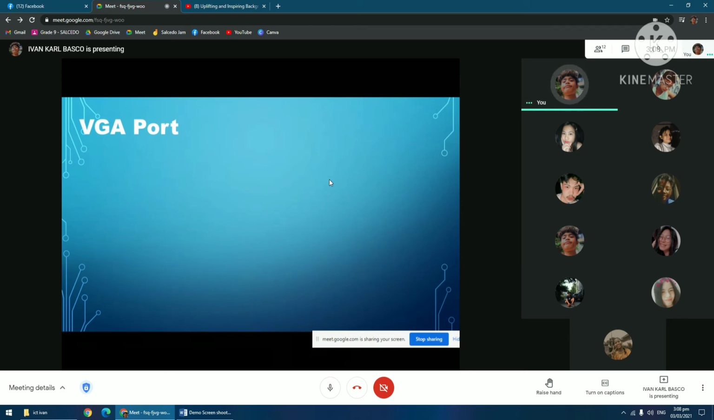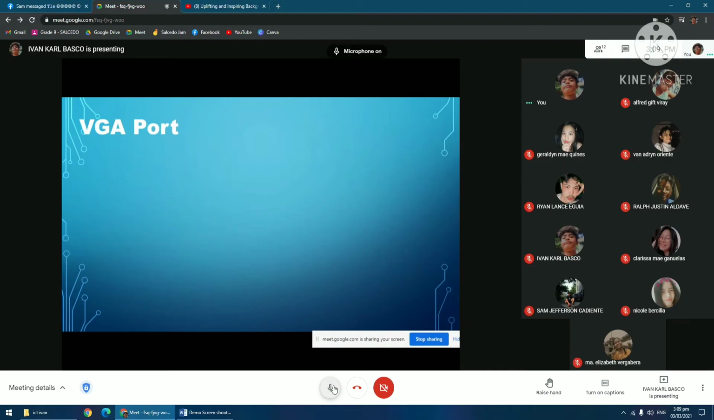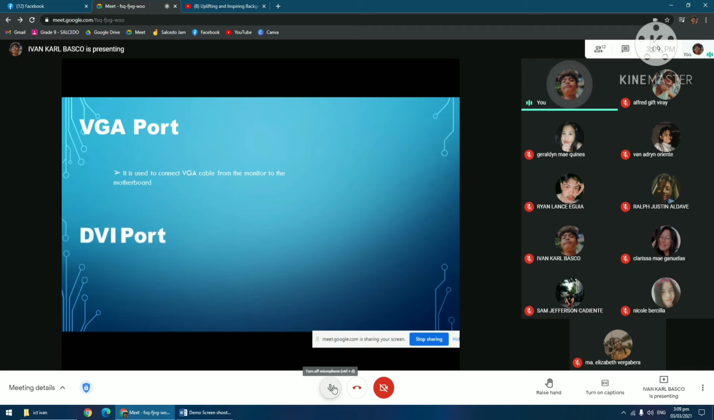Aldabe. Go on. VGA port po, sir. It is used to connect VGA cable from the monitor to motherboard. Okay, let's see if that is correct. Is your answer correct, Aldabe? Okay, VGA port is used to connect VGA cable from the monitor to our motherboard. Next picture or word.